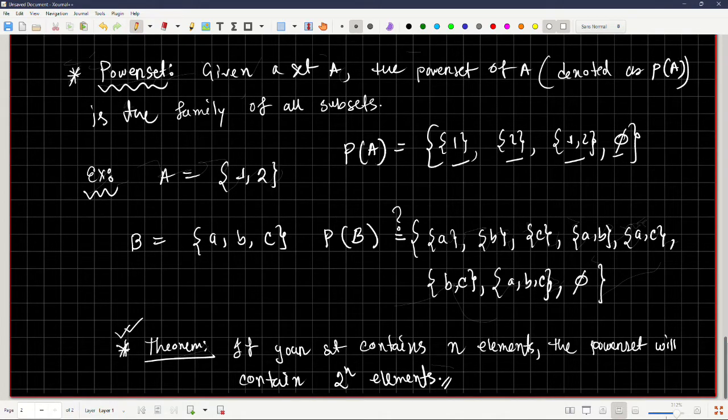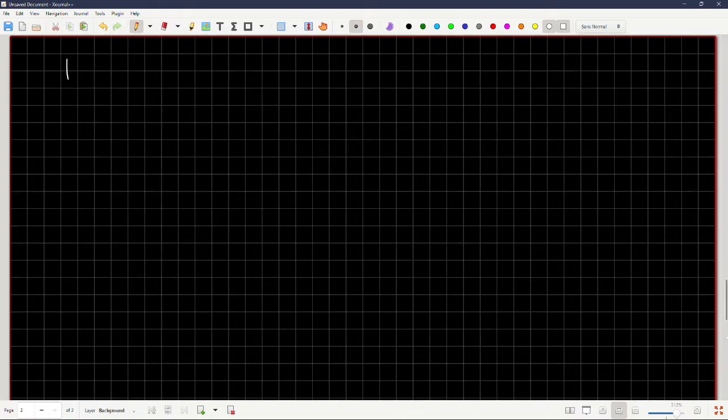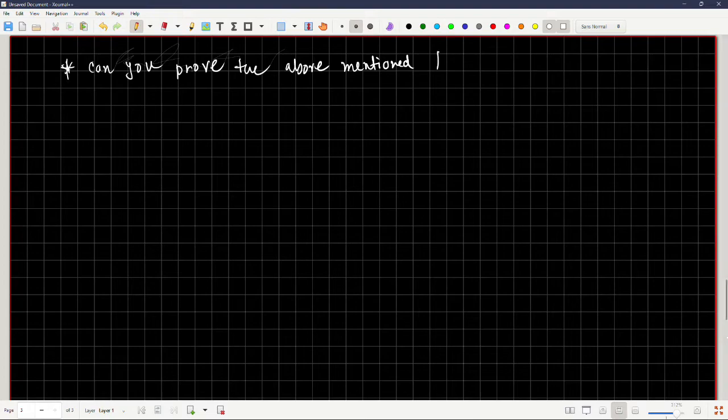Now my question is, can you really prove it? You prove the above mentioned theorem. Is it possible to prove it? Do you guys have any ideas? How do you think we should approach to prove it? Any ideas? Anyone?